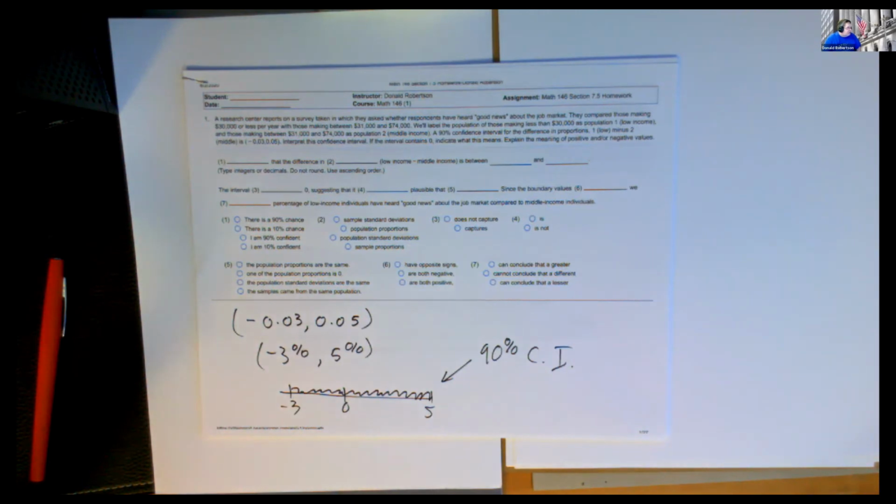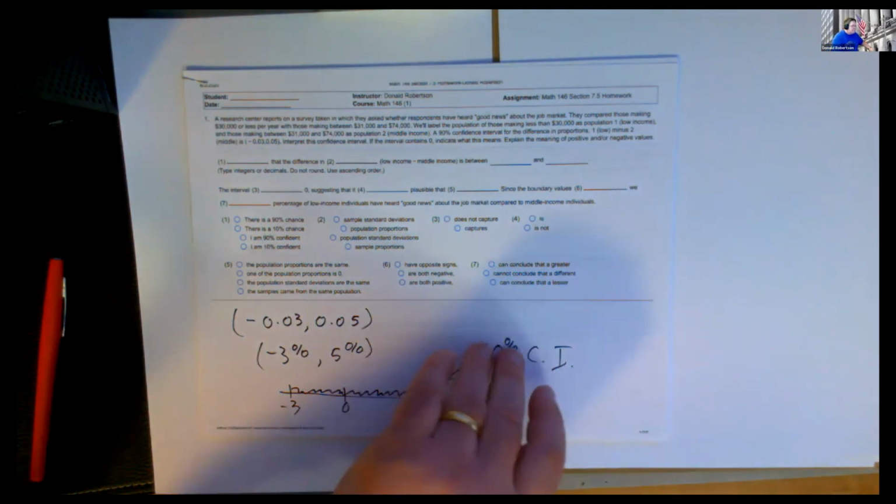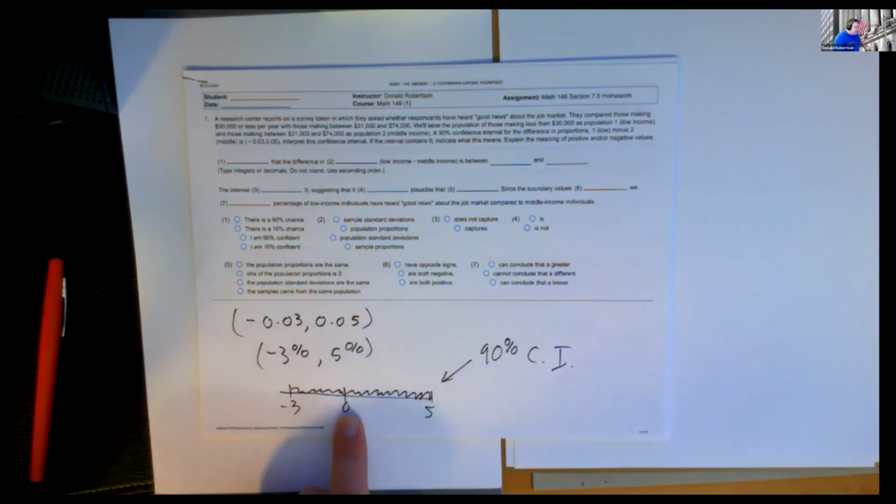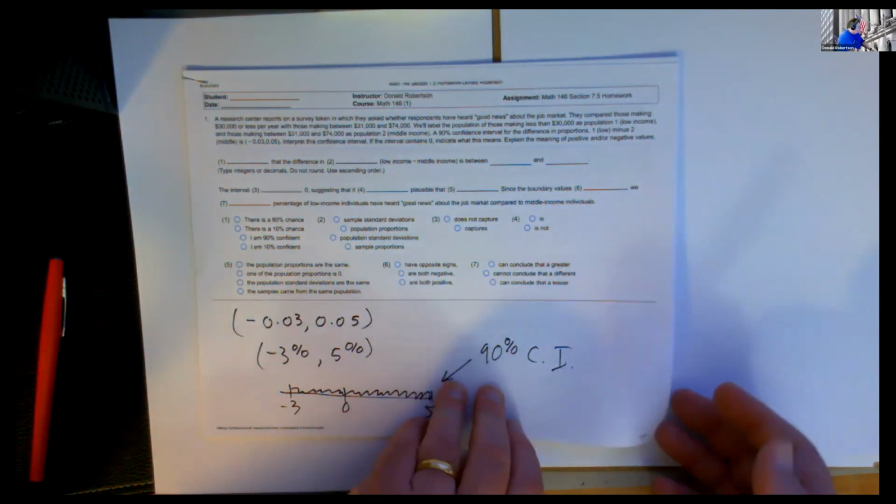If your interval has nothing but negative numbers in it, then you've got evidence that the first group is smaller than the second. So you can actually tell if there's a significant difference between two groups by simply calculating this interval. And if 0 is in the interval, you can't really tell. There's no significant difference. The two groups are pretty much the same. So let's see if we can jump to a question that's got some numbers in it.